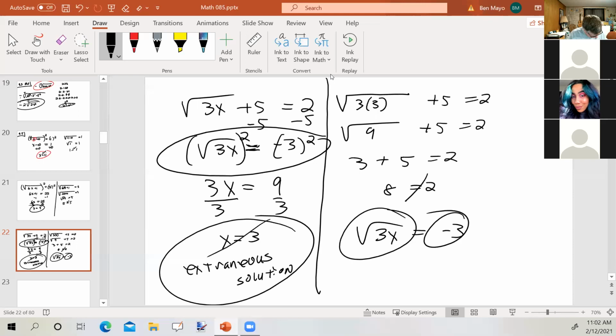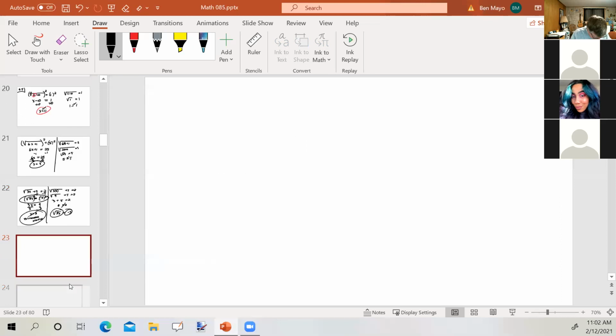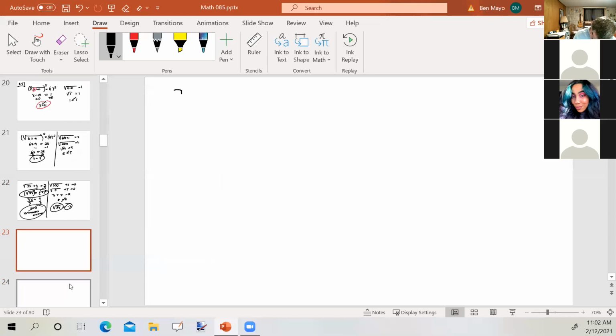All righty, let's see here. Let's take a look at this one. The cube root of 12m plus 4 equals 4. So again, we have a radical. It's been isolated. So now what are we going to do to both sides of the equation?